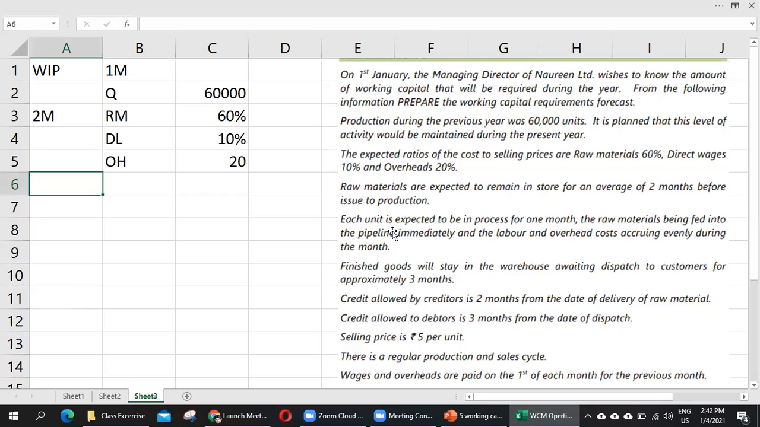And each unit is expected to be in the process for 1 month. It means work in progress equals 1 month. Finished goods will stay in the warehouse, awaiting dispatch to customers, for approximately 3 months. Debtors, right? It's talking about debtors. Yeah, we are giving 3 months credit for finished goods.